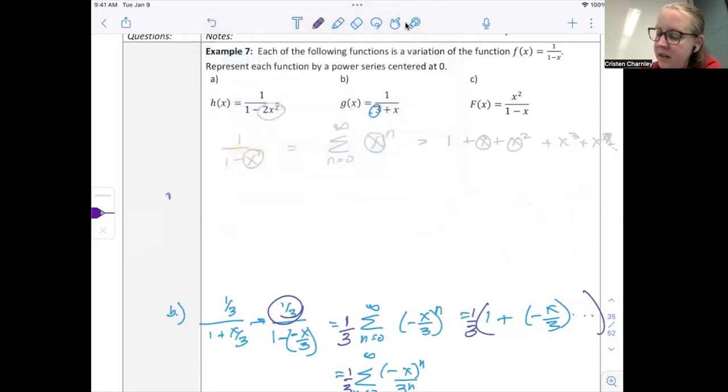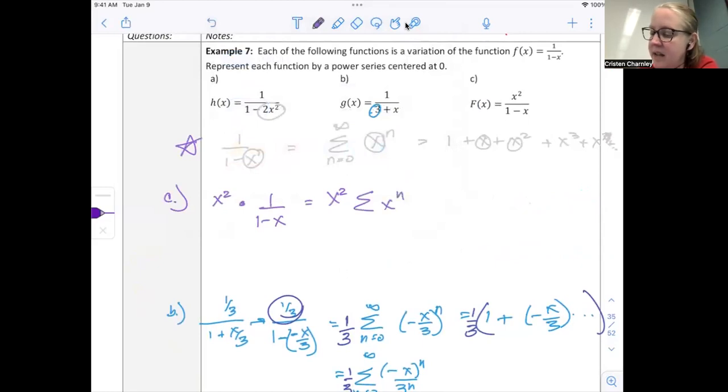Okay, letter C, again, we're matching up with this power series representation of 3 different ways that we can look at it. This one has an x squared. So all I'm going to do is pull that in the front and I have 1 over 1 minus x. So everything else works perfectly. Here's x squared, here's the series, sum of x to the n, n equals 0 to infinity. And this would be x squared times 1 plus x plus x squared plus x cubed, and so on.